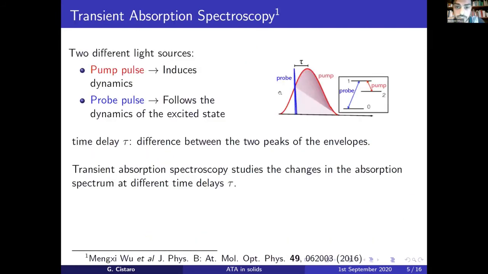So what is transient absorption spectroscopy? There are two different pulses. The first pulse is the pump, which is very broad in time, and the second pulse is the probe, which is very short in time, that we use to follow the dynamics of the excited states. So the idea is that we measure the dynamics of the electrons, the absorption spectrum, when we change the time delay between the pump and the probe. The probe will excite from a core level to an excited state, and then with the pump we will make interference between this state and other states.